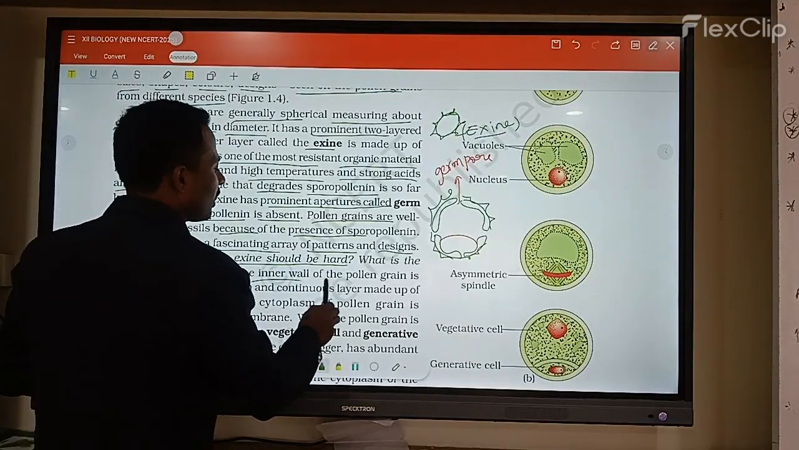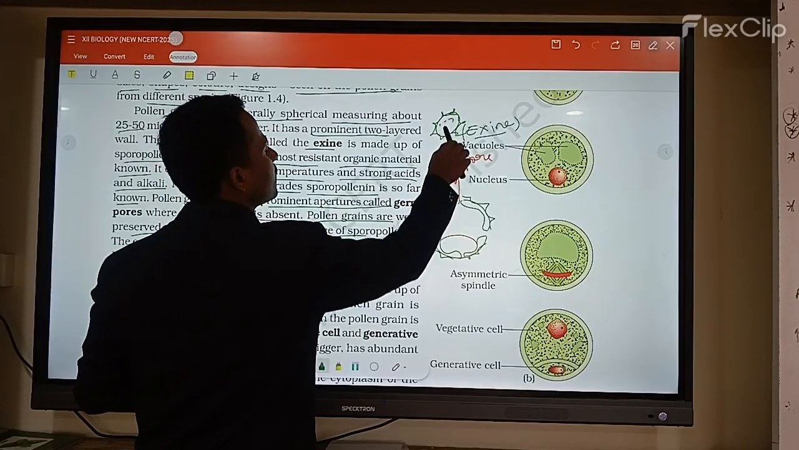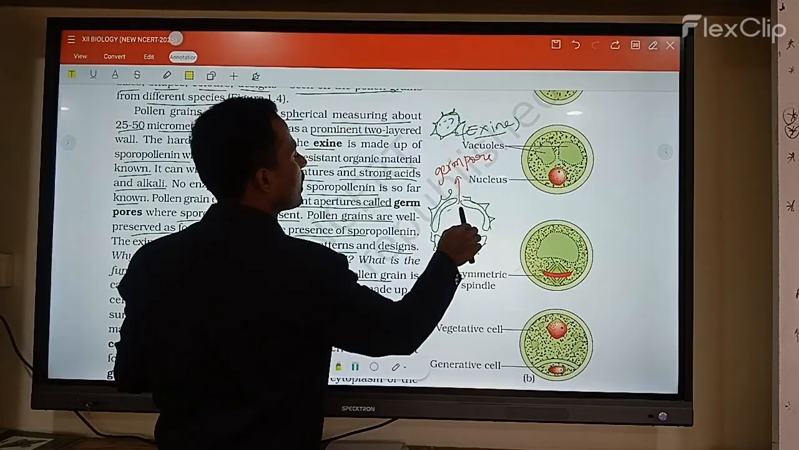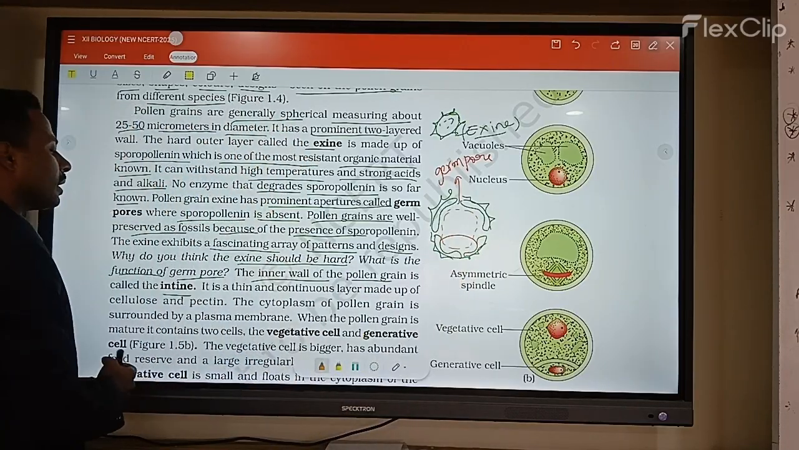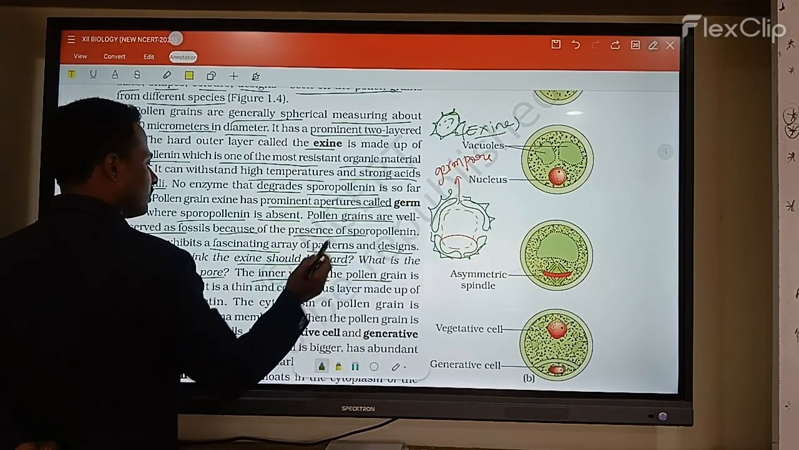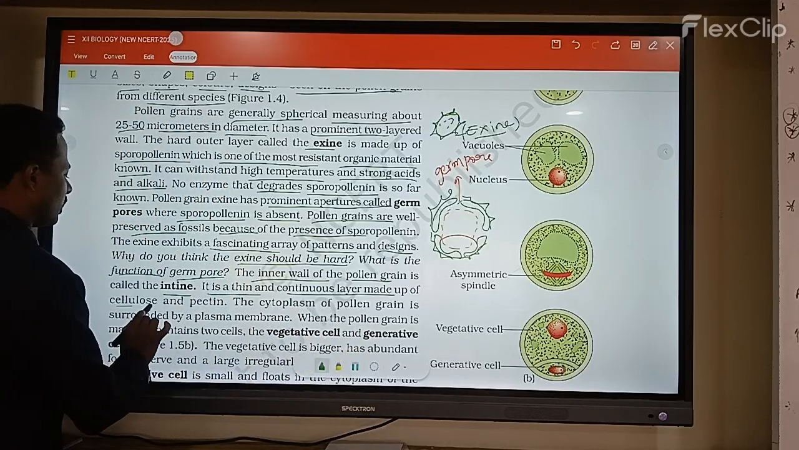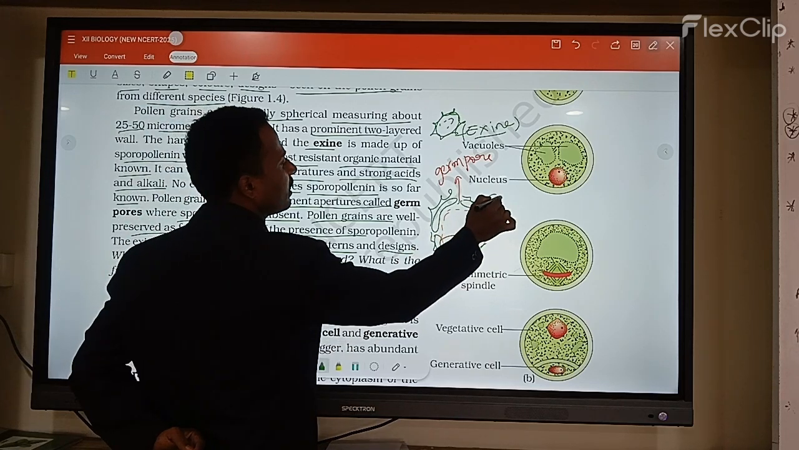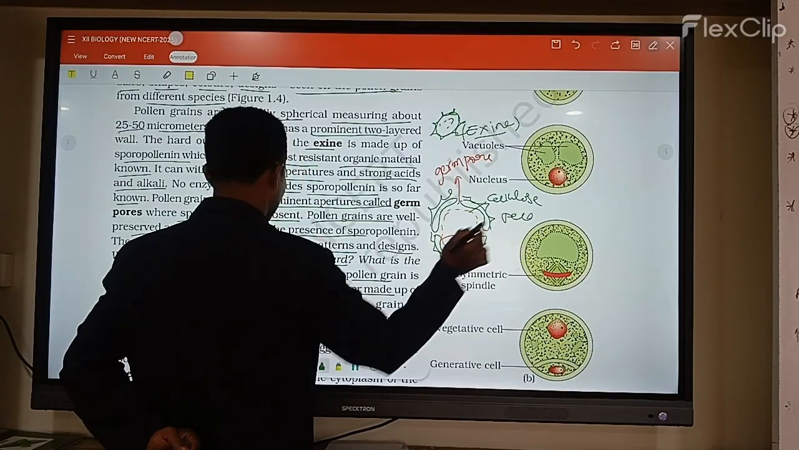Next, the inner wall layer of the pollen grain is called what? That is the intine. See here, the inner layer is also present, and this inner layer is called the intine. This intine is a thin and continuous layer made up of cellulose and pectin.